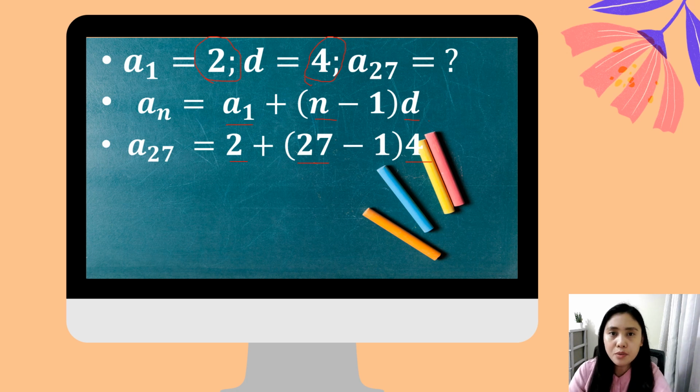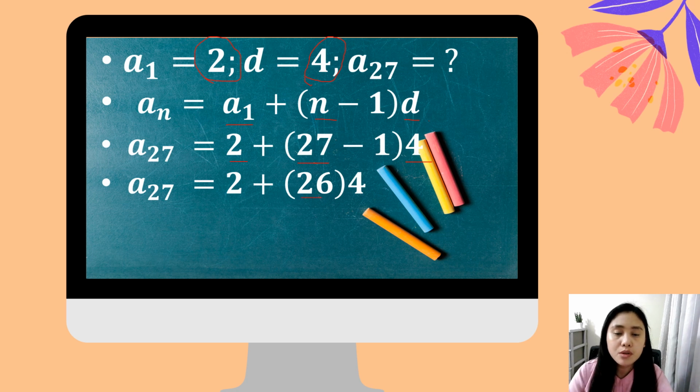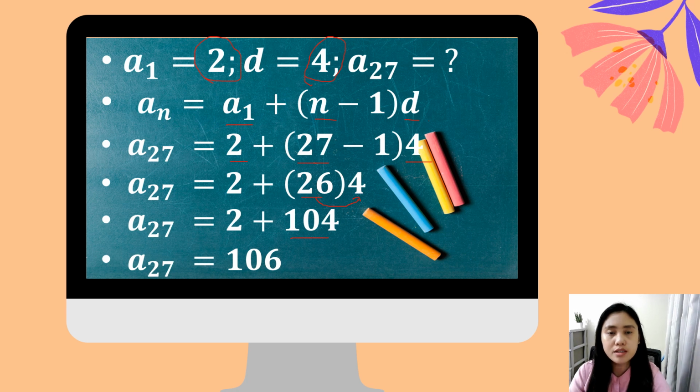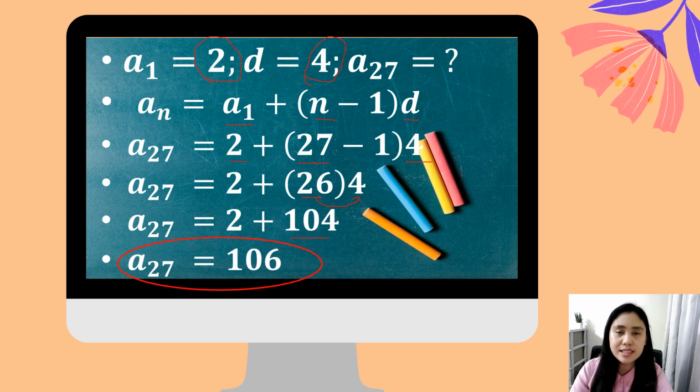Then evaluate. Inside the parenthesis is 27 minus 1, which is equal to 26. Next step, 26 times 4. 26 times 4 is equal to 104. Last step, 2 plus 104 equals 106. That's it. The 27th term is 106.